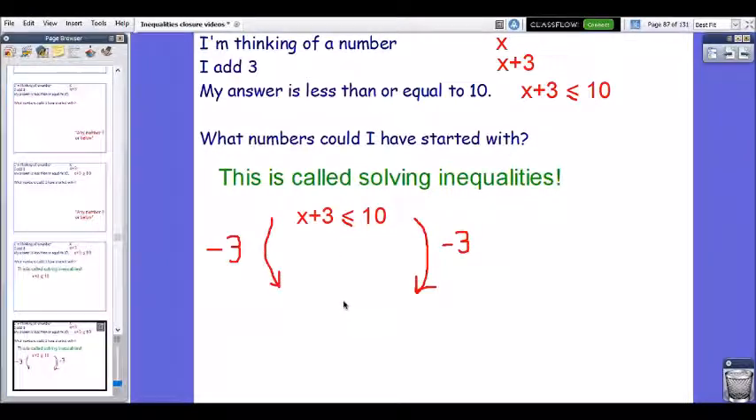Using my balancing method from last year, to get rid of this 3, I'm going to take away 3. I need to do the inverse operation. So the opposite to adding 3 is subtracting 3. Because I've taken away 3 from my left hand side, to keep it balanced I'm going to do the same thing to the right hand side. So that tells me that x is less than or equal to 7. So using algebra is the quick way to solve a problem like this. Right, so x is less than or equal to 7. So that tells me that I could have started with any number less than or equal to 7.